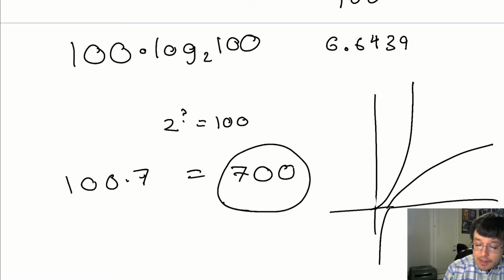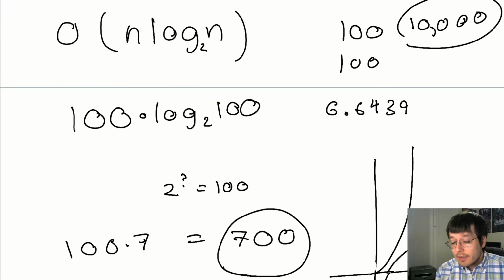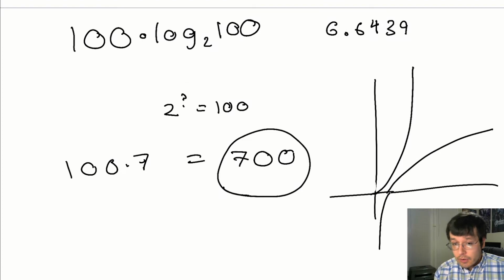However, this is not just pure logarithmic. This is n times logarithmic. So that graph is the one that will be a lot trickier to see. Shoot, how am I going to make that graph? Do I even want to try? Let me see if there's one online. N log n graph.